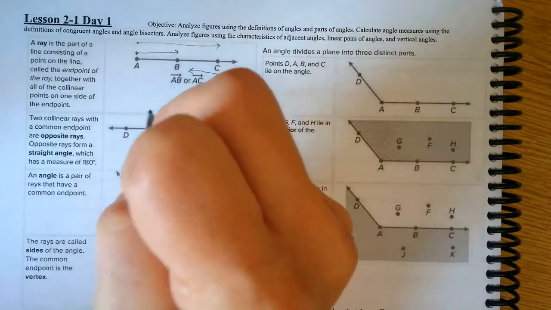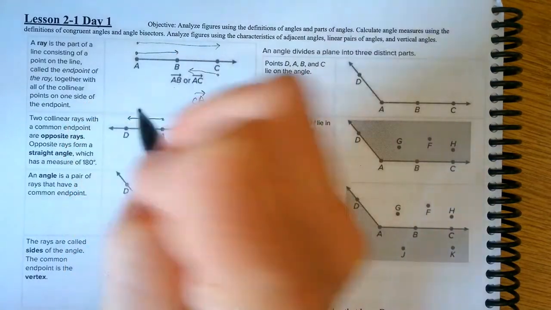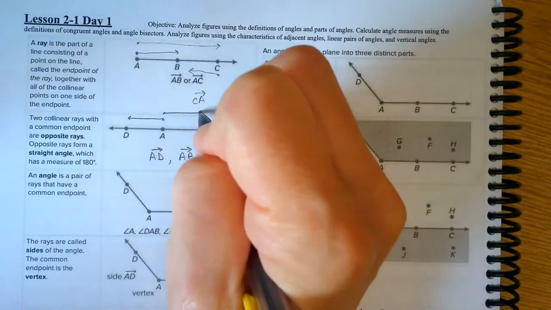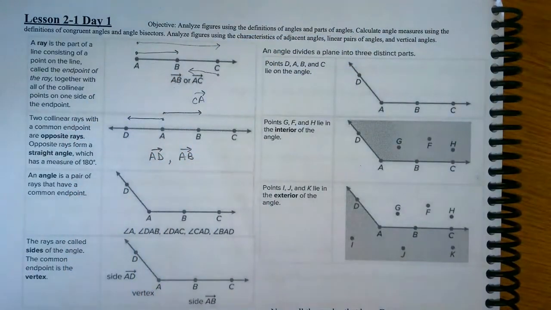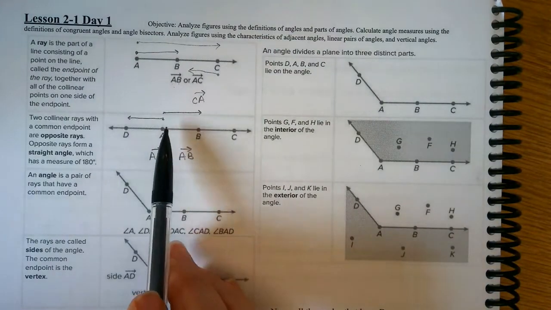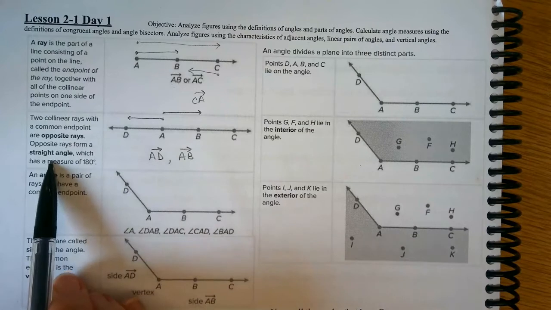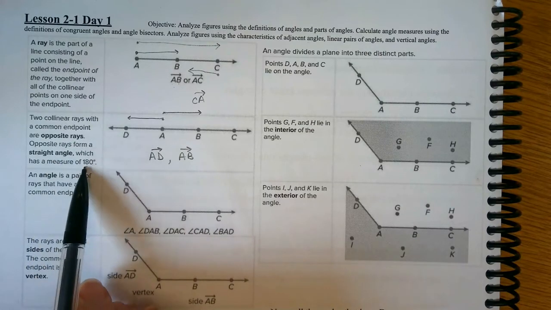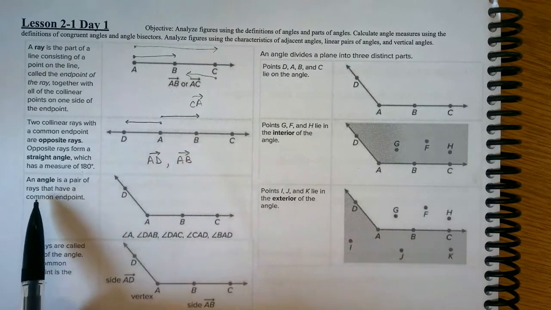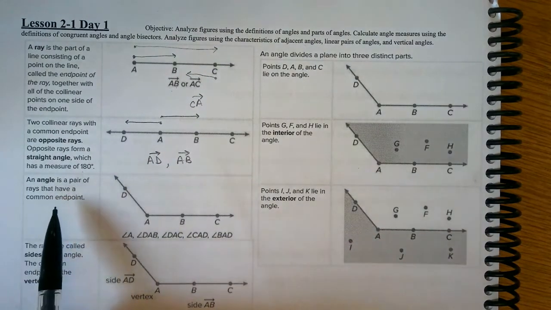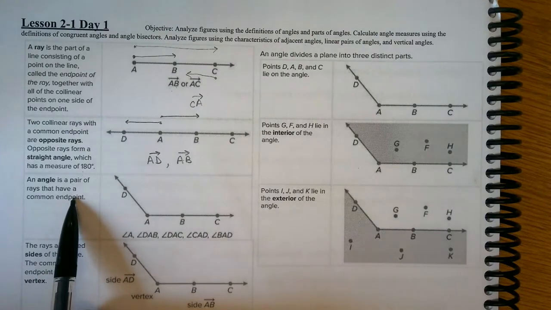So if I'm at A and I go towards D, and I'm at A and I go towards B, those are opposite rays. So they share the same endpoint and they go in opposite directions. Always opposite rays form a straight angle. So remember, a straight angle equals 180 degrees. An angle is a pair of rays that have a common endpoint.